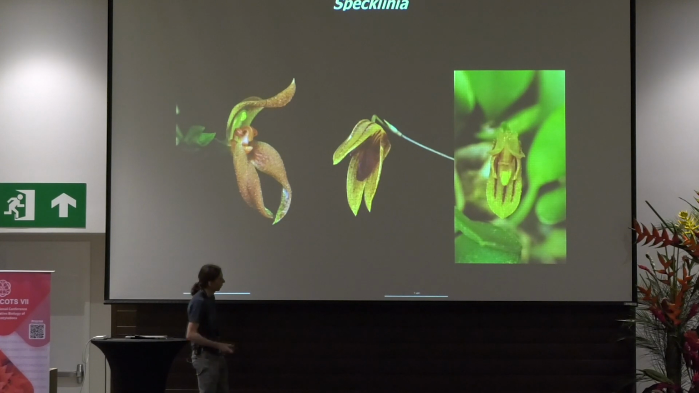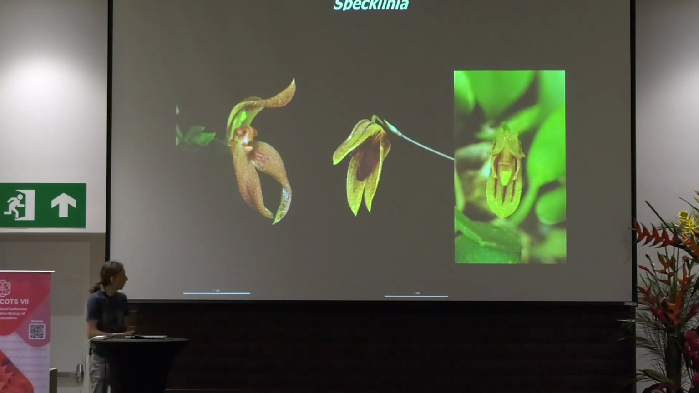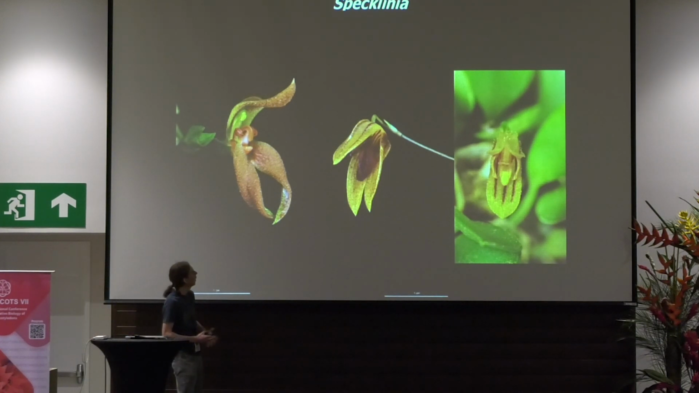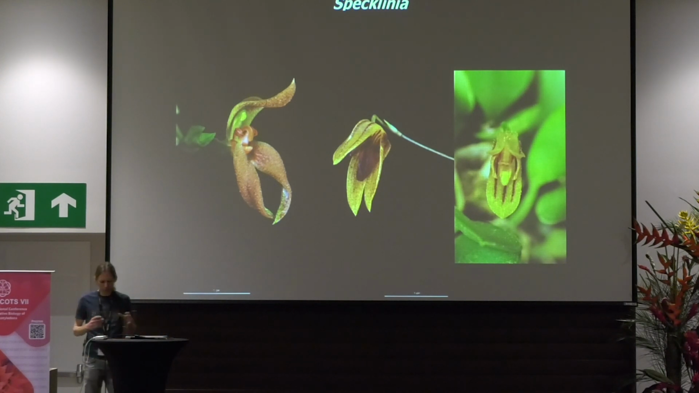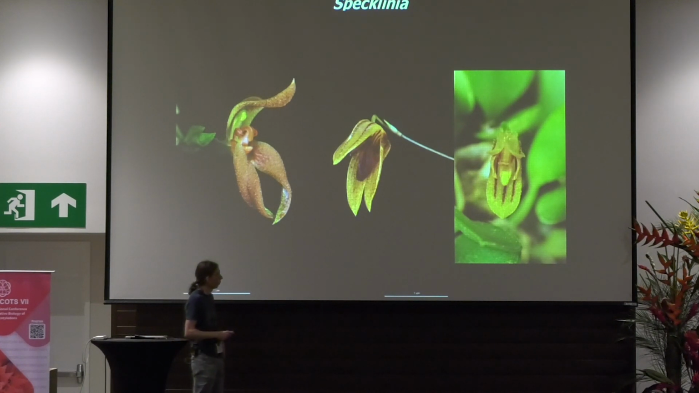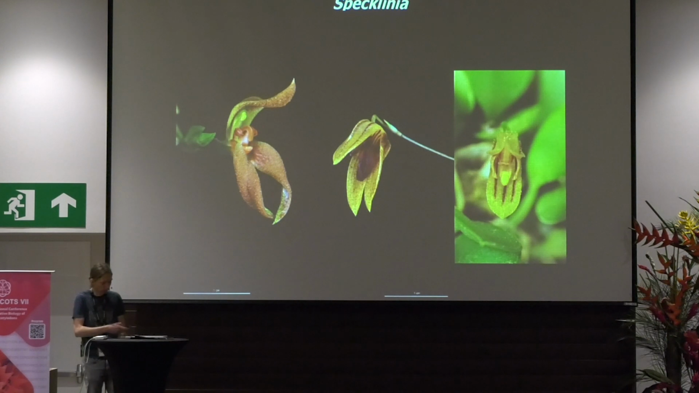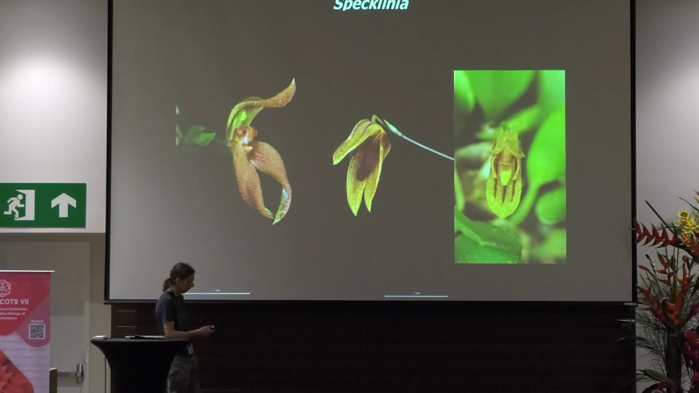So another example could be Speclinia, because based on morphology, these three plants were recently proposed to be a single genus, Speclinia. And we found even in our first phylogeny that they were separated into three clades. So we decided to improve our sampling and our analysis to understand relationships within this clade, which contains Speclinia.